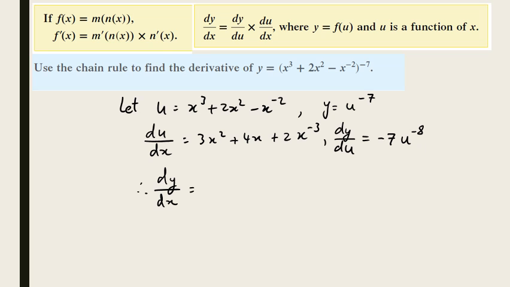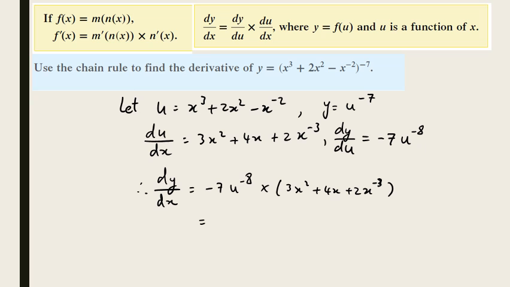Putting all of that together, we get dy/dx. So then equal to dy/du, which is negative 7 u to the power of negative 8, times du/dx, which is 3x squared plus 4x plus 2x to the power of negative 3. Now we have it in terms of x, not u, so then we have to substitute u back in.